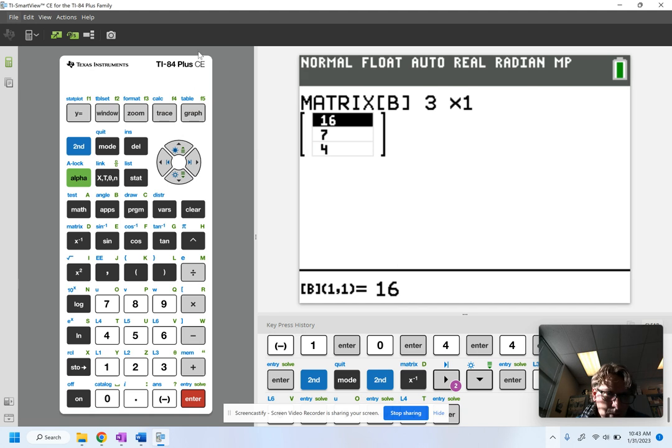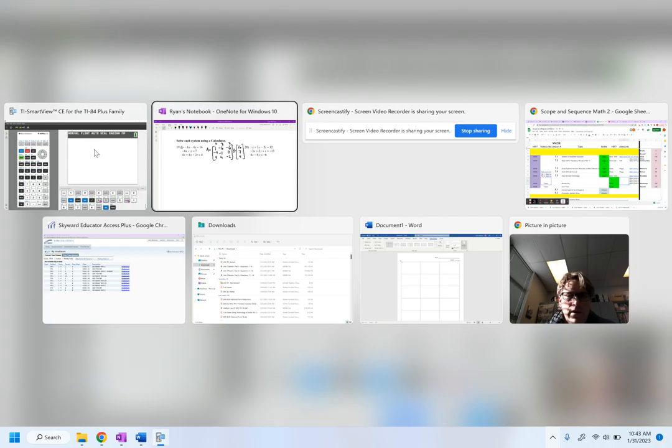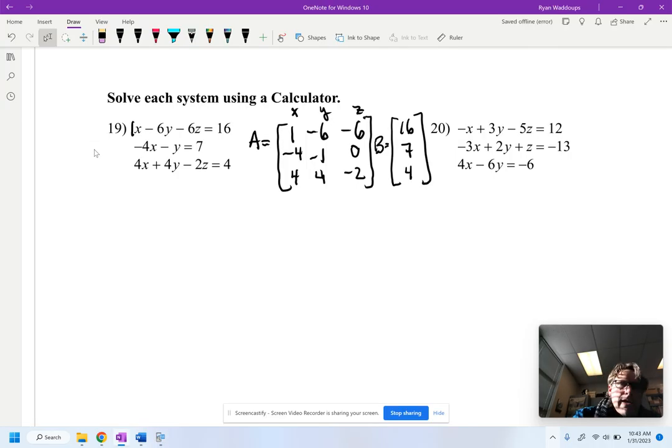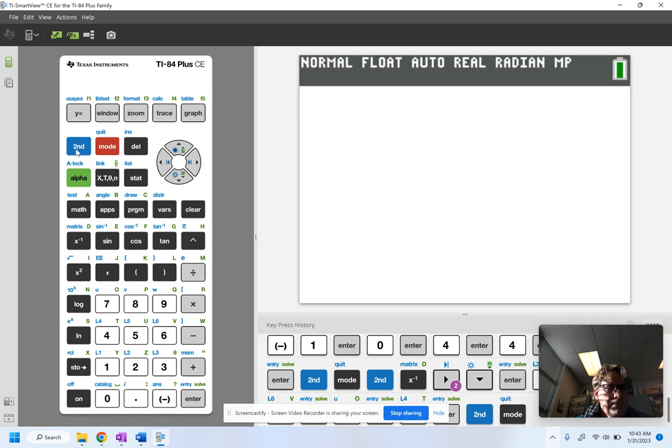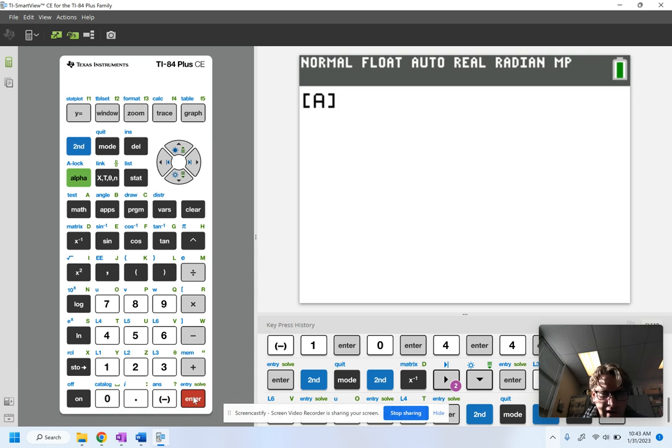And once again, we're going to quit. Second function, mode for quit. And then we get back to this menu. We're going to then do the exact same thing where we take X, our big X, is equal to A inverse times B. And so we're going to enter that into the calculator. So we hit second function, matrix. A is highlighted. We just hit enter. And it brings us onto this main screen with A.